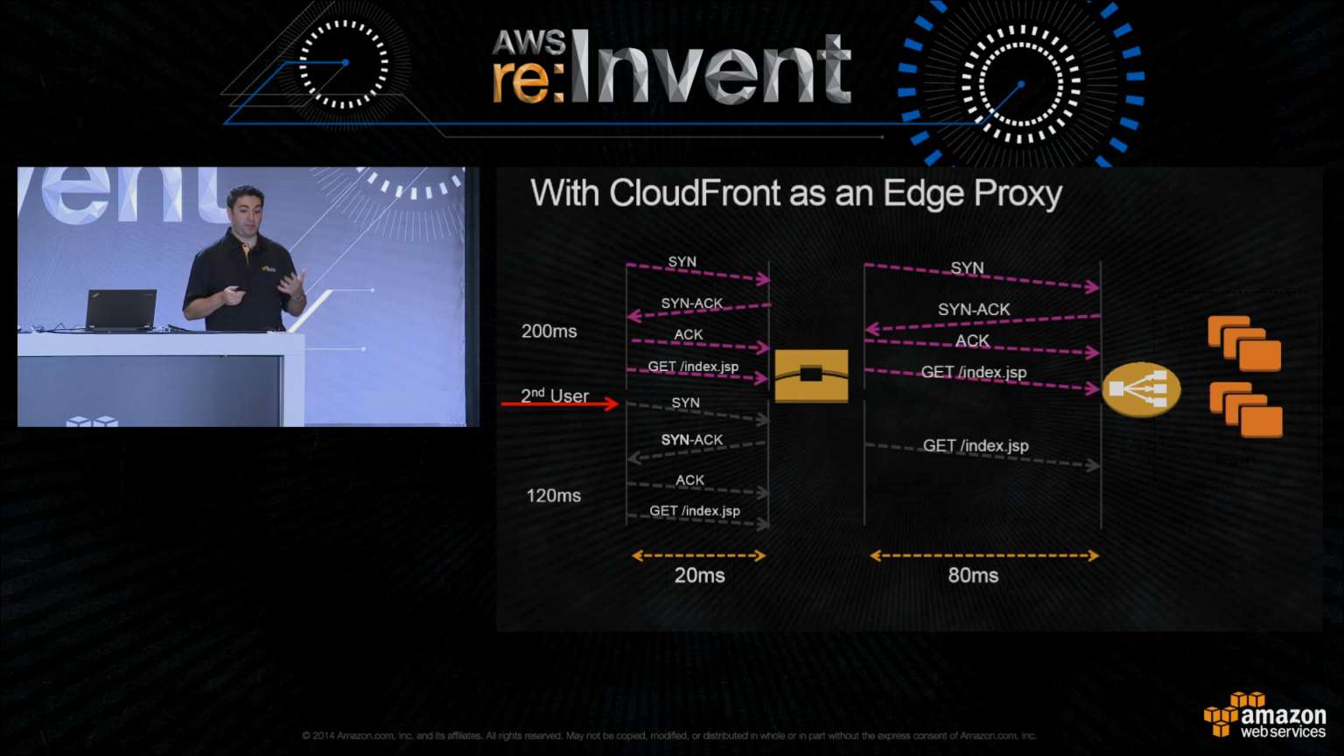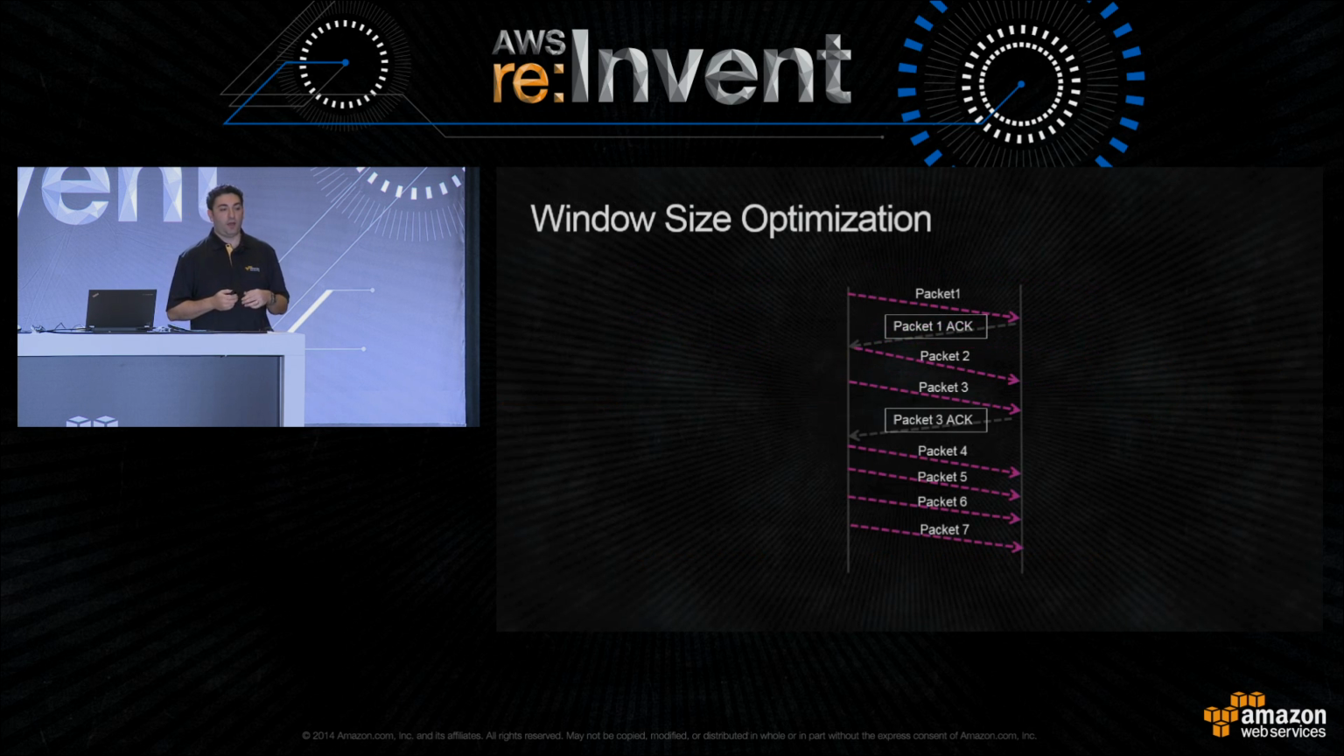So you can see this, 80 milliseconds is important, right? We can shave that off, might as well. Another thing is window size optimizations. Here, basically a server is going to send a certain number of packets to an end user before it has to be acknowledged. And so this is showing you the progression of that.